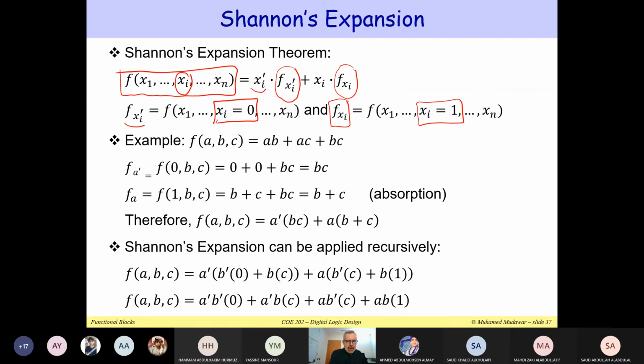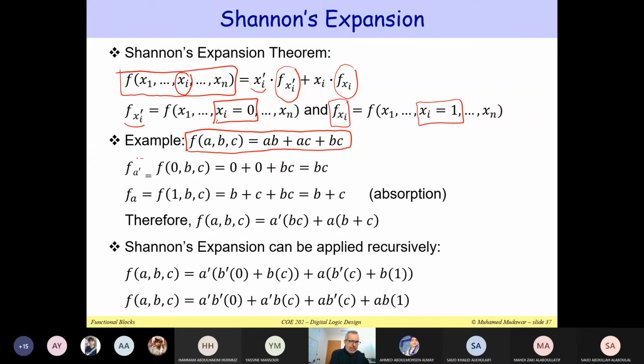Let us say I have a function f, which is a function of 3 variables. It is given by this expression. So rather than drawing the truth table and so on, we can use the Shannon expansion theorem to see how we can rewrite this expression. Suppose I would like to expand it using, let us say, the first variable a.